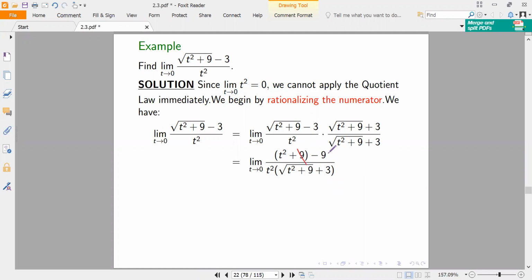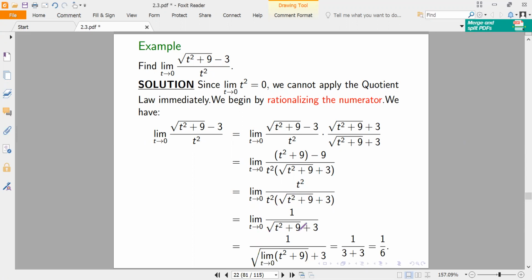After simplifying on the numerator, we're left with t squared plus 9. The 9 will cancel the 9 and we're left with t squared. Because it's been factorized, we can cancel the t squared in the numerator with the t squared in the denominator. So on the numerator we're just left with 1. We're left with the square root of t squared plus 9, then all that plus 3. In this case, we can do a direct substitution, substituting t to be 0. You're going to have 0 squared, which is 0. 0 plus 9 is 9. Square root of 9 is 3. 3 plus 3 is 6. So ultimately, your answer is 1/6.